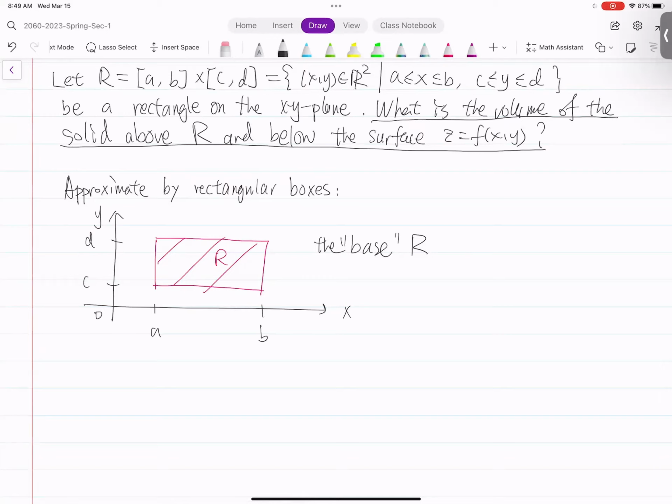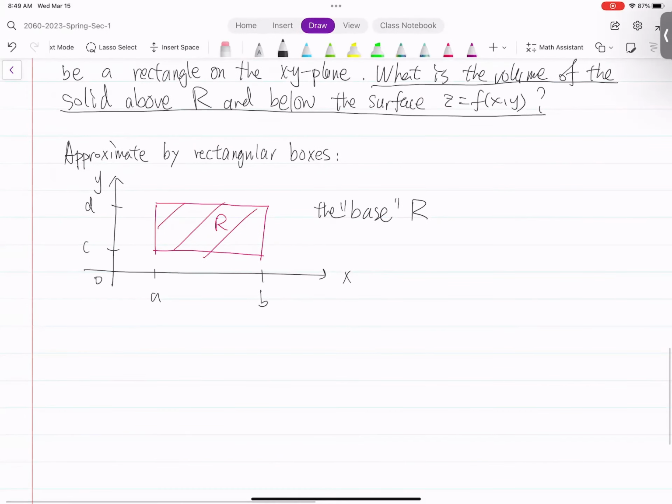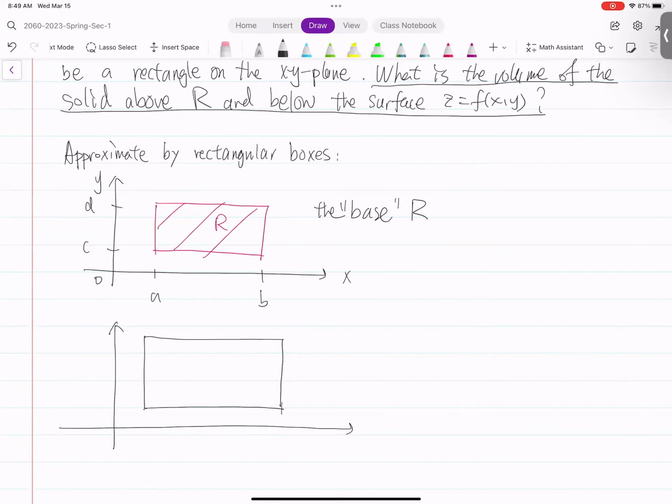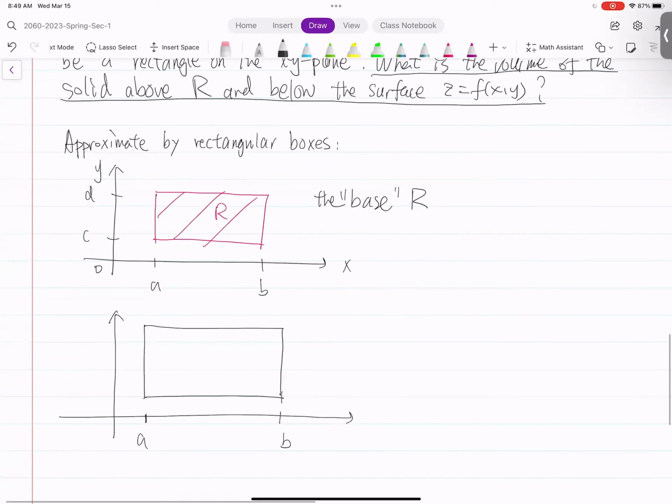So now we have two variables, x and y. So we can choose to divide from a to b into n pieces. So you're going to have x0, x1, x2, all the way up to xn. But then from c to d, you can choose another number of subintervals. So you can choose y1, y2, and all the way up to yn.